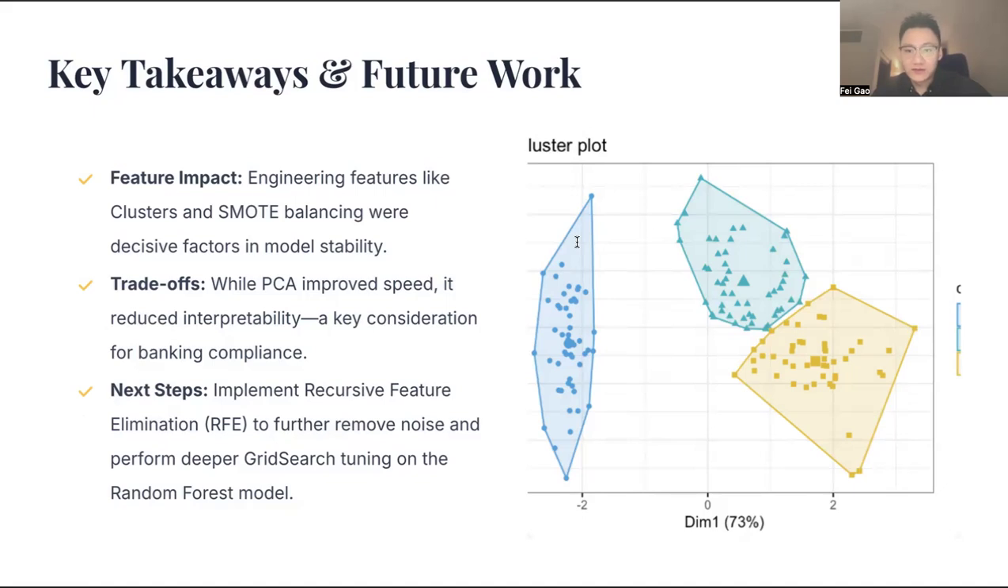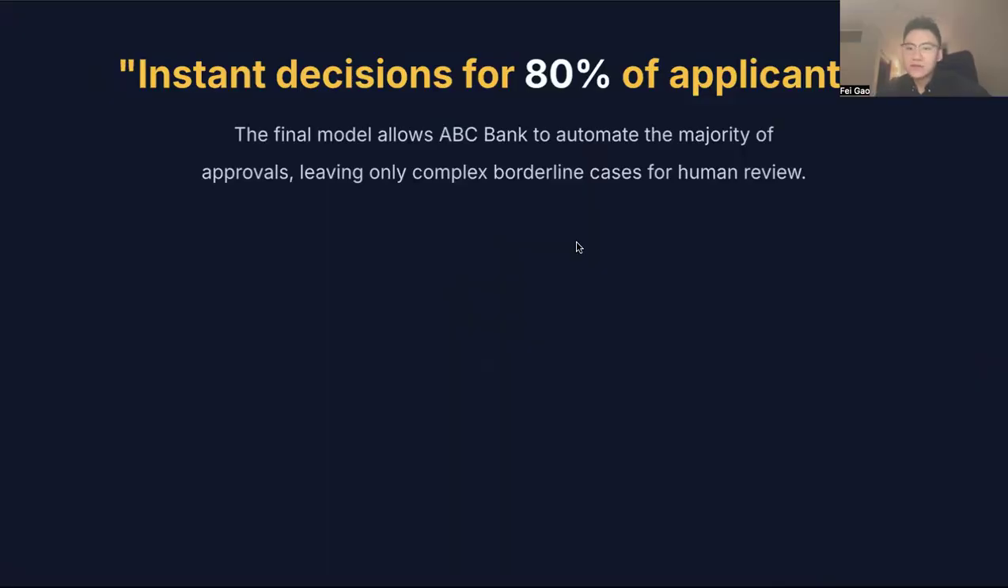In order to improve this further, I would perform a more aggressive feature selection using RFE, recursive feature elimination, to remove noise and tune the hyperparameters of the random forest model more deeply using grid search. Implementing this would allow ABC Bank to give instant decisions to 80% of applicants, leaving only the borderline cases for human review.